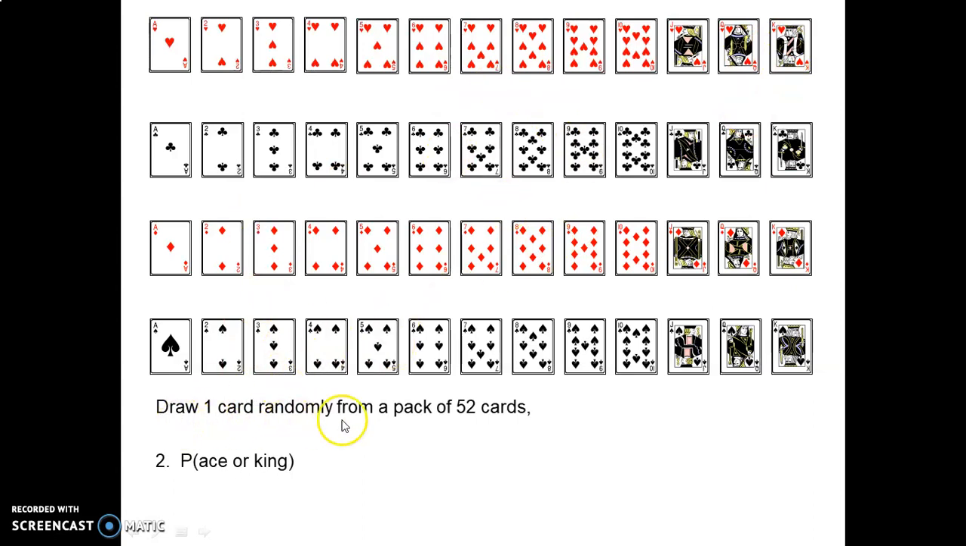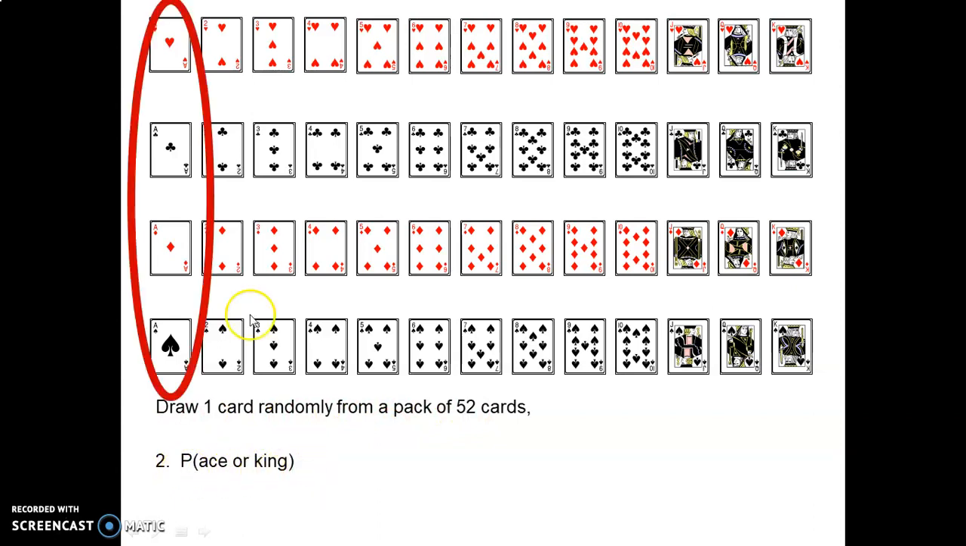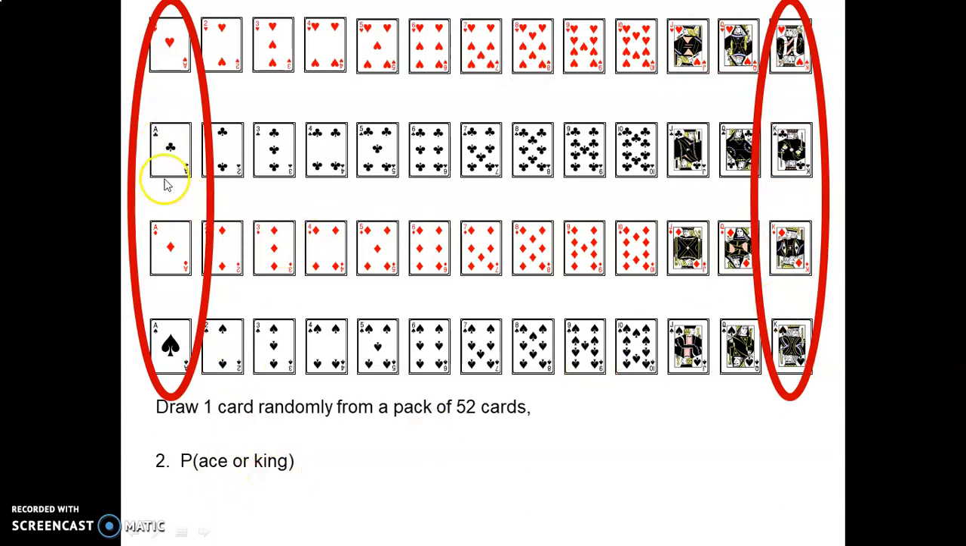Let's look at this deck of cards here. We draw one card randomly from the pack, and what is the probability it is an ace or a king? Let's take a look. So here's 4 aces out of 52, and here's 4 kings out of 52 cards. So when we say ace or king, we're saying if you draw a card, what's the chance that you'll get either an ace or a king? That is 4 out of 52 aces plus 4 out of 52 kings, and the total probability is 8 out of 52, which can be reduced to 2 out of 13.